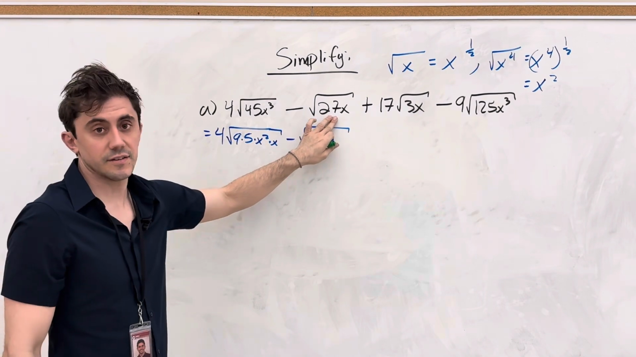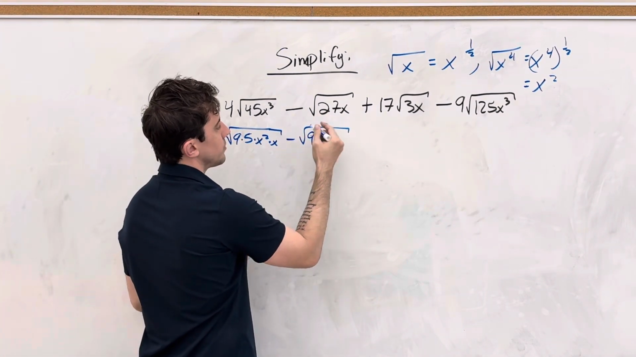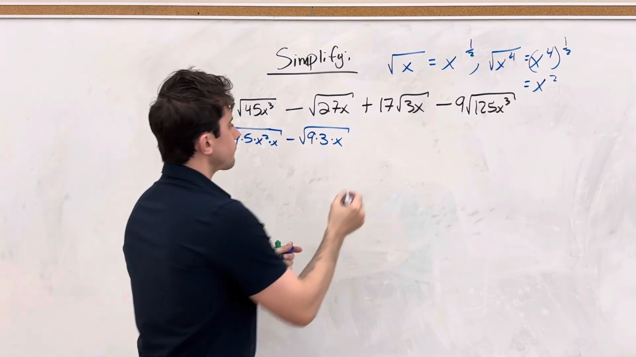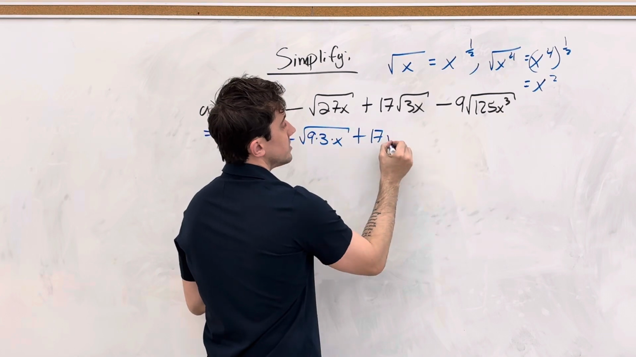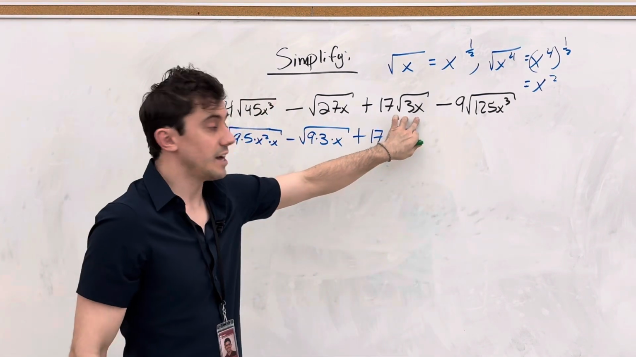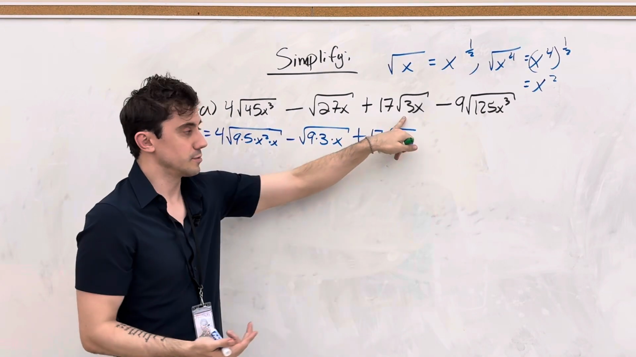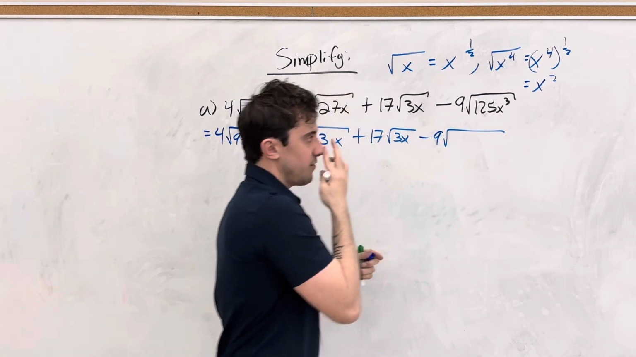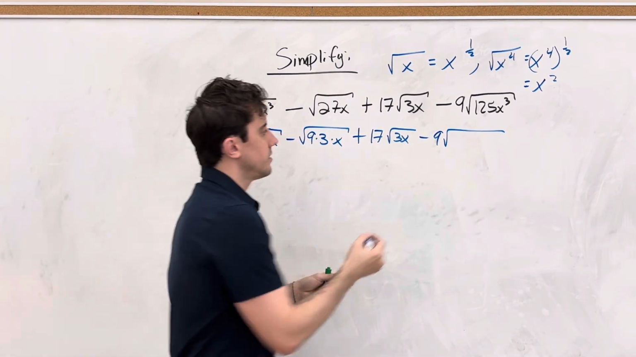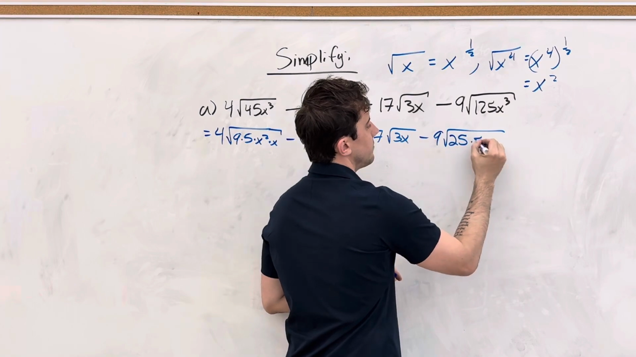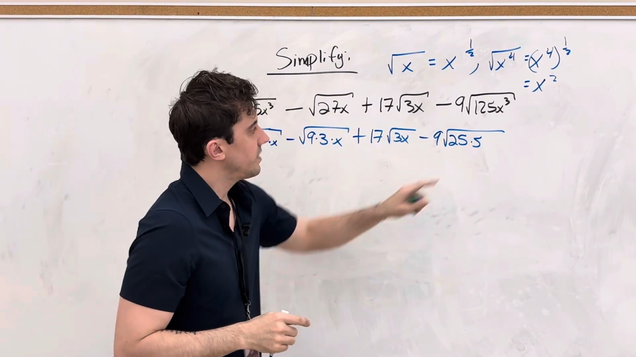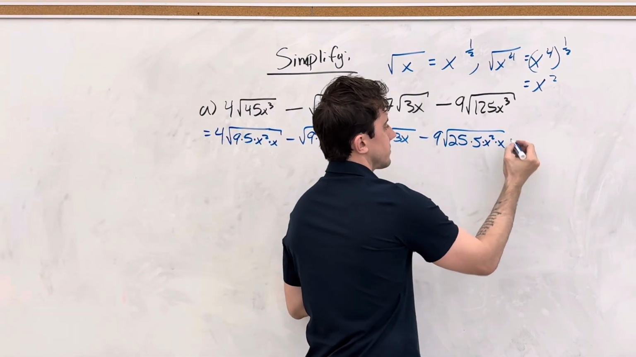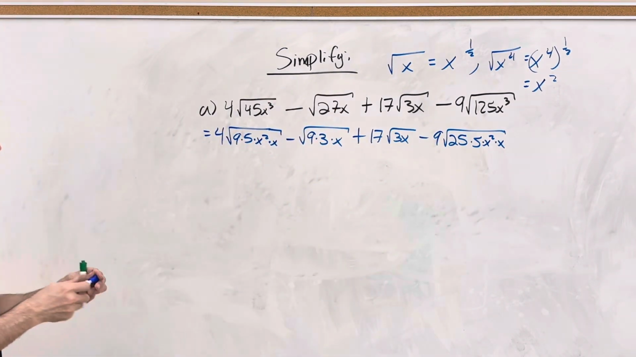Now 27 has a factor that is a perfect square in 9. 27 is 9 times 3. And then there's nothing we can do with the x, so we'll just leave it as it is. Okay? Next, 17. There's nothing we can do with root 3x, right? Neither 3 nor x can be simplified any further through a square root, and so we just leave it as it is. And finally, 9 times 125. What's the biggest factor of 125 that is a perfect square? That'll be, if you think about it, 25, and 25 times 5 will get us back 125. And then again, x cubed, just like we did at the start, can be written as x squared times x, right? And now we are ready to simplify.